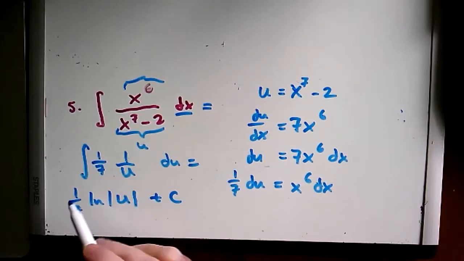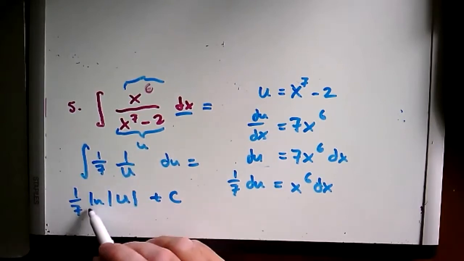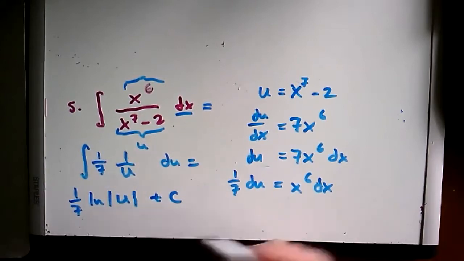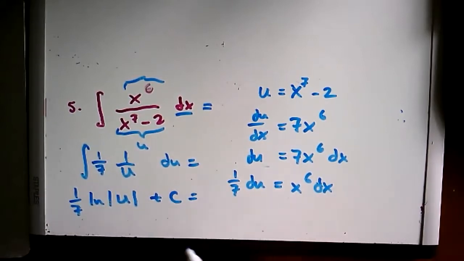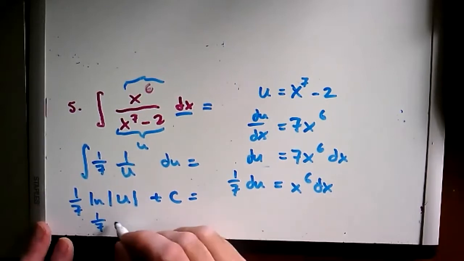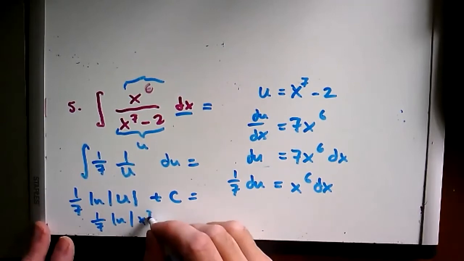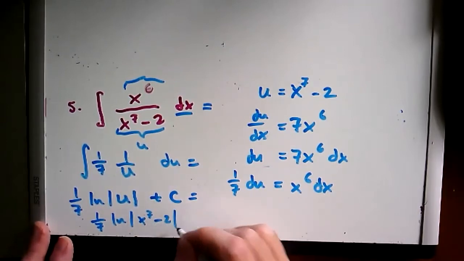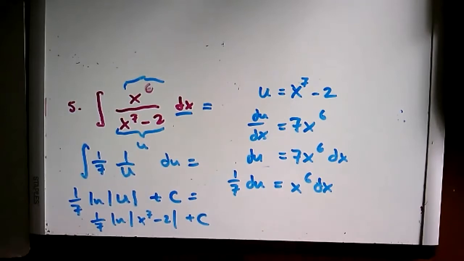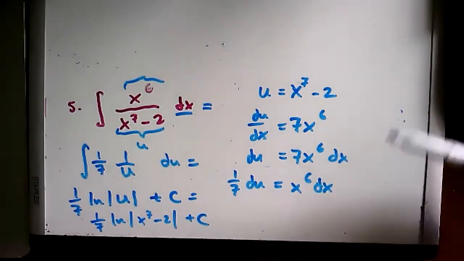The 1/7 was a constant multiple, factor that out. Antiderivative of 1 over u is natural log absolute value u. I remembered my plus c. My final step now is just to rewrite this in terms of x. So I have 1/7 times the natural log of absolute value x to the 7th minus 2 plus c. All right, so again, if we make the correct choice for u, the problem flows pretty nicely.